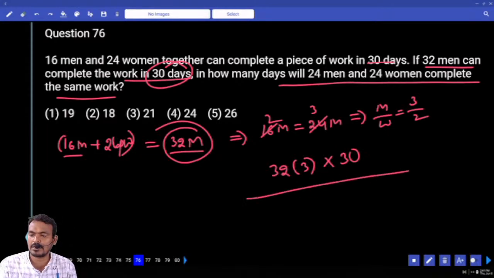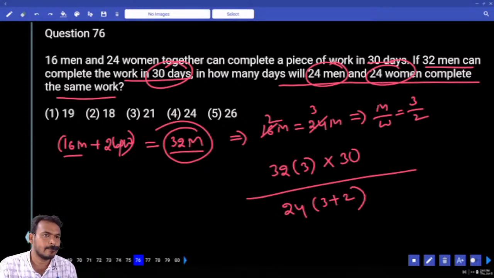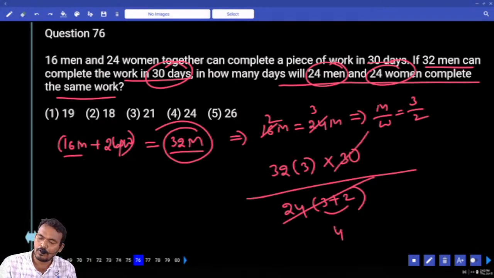The same total work is completed by 24 men and 24 women. Nothing but 24 into 3 plus 2, or not? Yes or no? 3 plus 2, how much? 5. 24 into 5? 120. 30 how many times? 4 times. 4 how many times? 8.